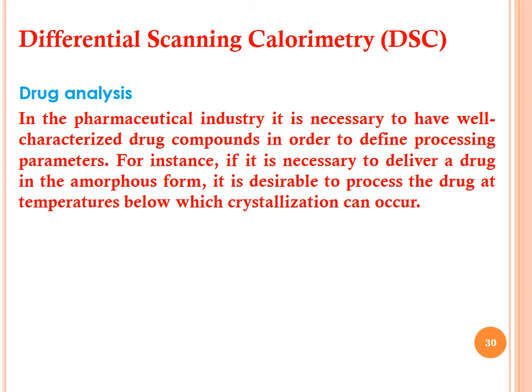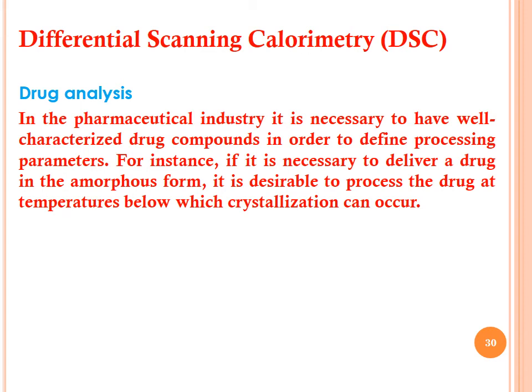Using DSC, drug analysis can be done. In the pharmaceutical industry, it is necessary to have well characterized drug compounds in order to define processing parameters. For instance, if it is necessary to deliver a drug in the amorphous form, it is desired to process the drug at a temperature below which crystallization can occur. There are various steps in tablet formation, capsule formation, and injectables, liquid injectables, small volumes and large volumes. These are packed under an environment where the amorphous state of the particular drug should be maintained.